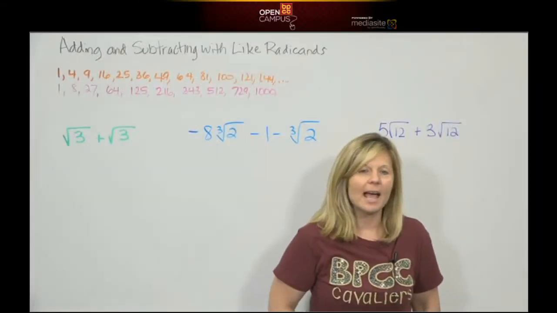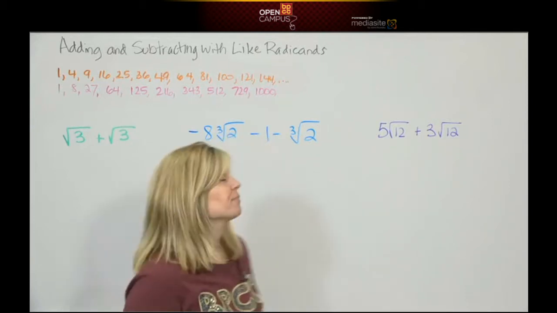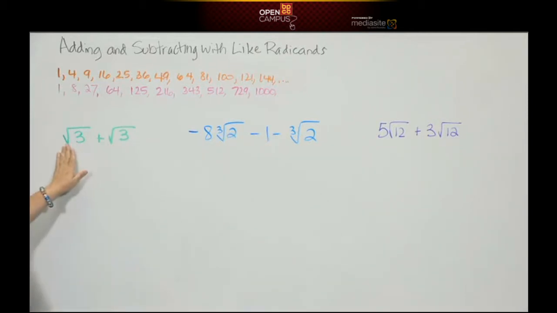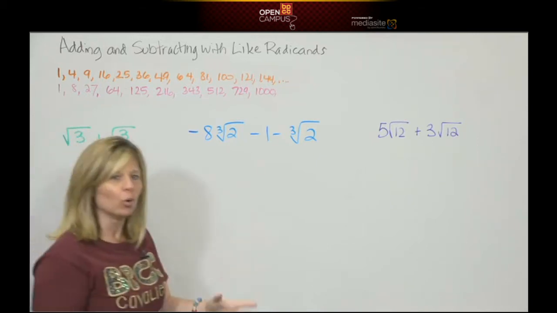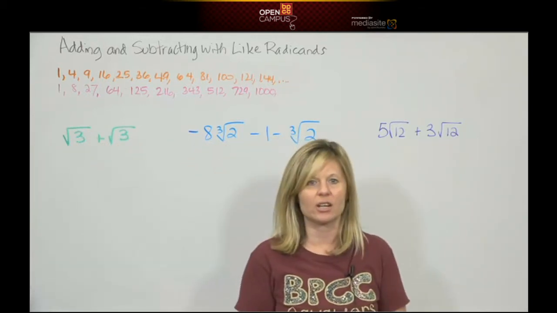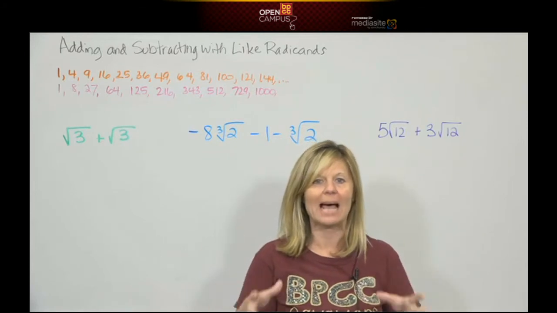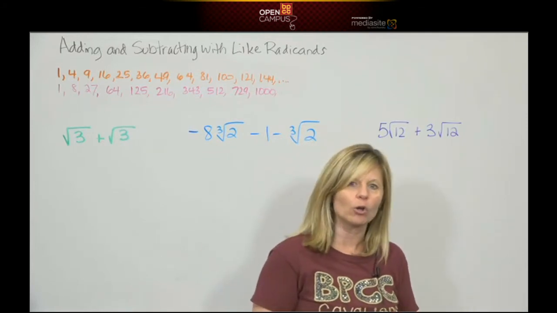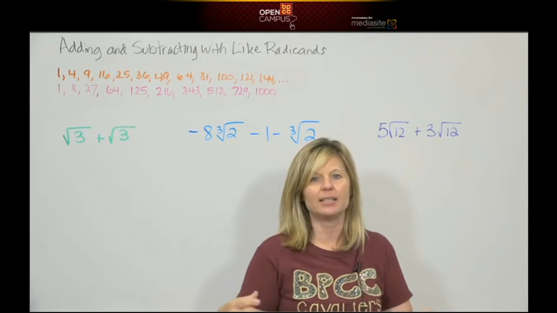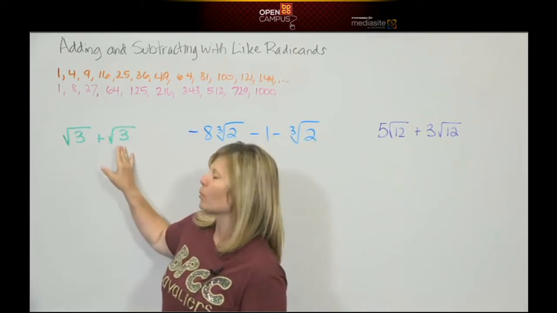Okay, I think we're ready to add and subtract like radicands. Let's look. I have square root of 3 plus square root of 3. I'm asking you to do addition. The rule is the rule. It hasn't changed since kindergarten. To add or subtract, you need like terms. In radical world, the radicands have to be identical. And they are. They're both square roots of 3.